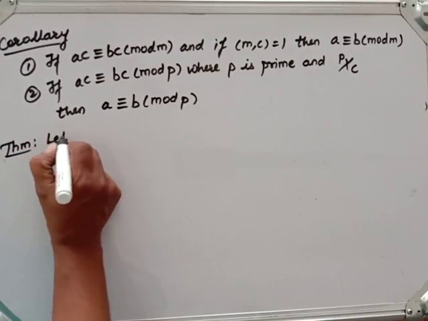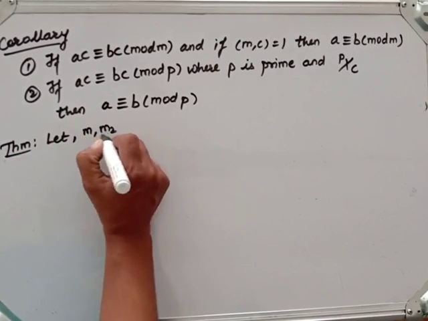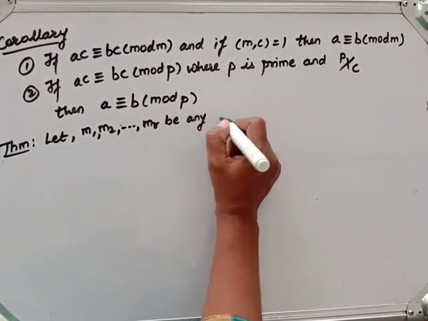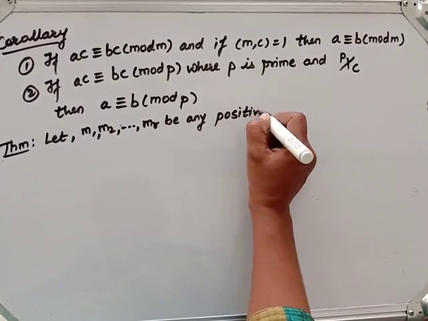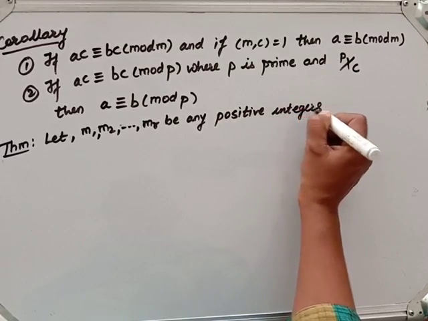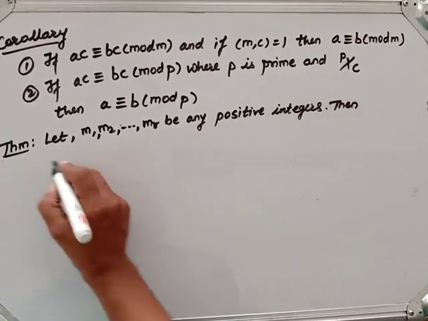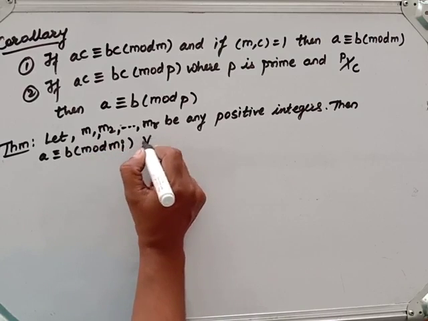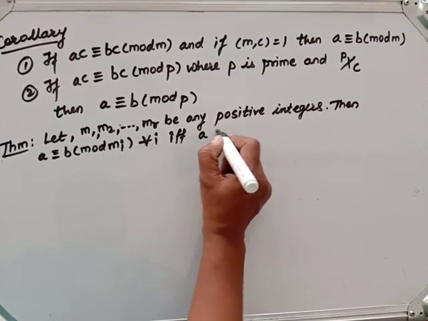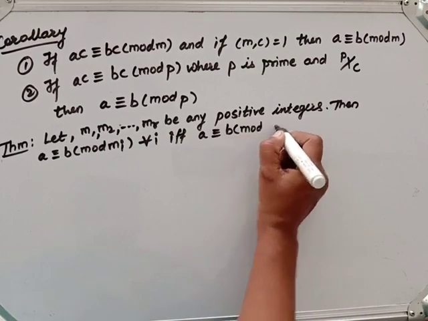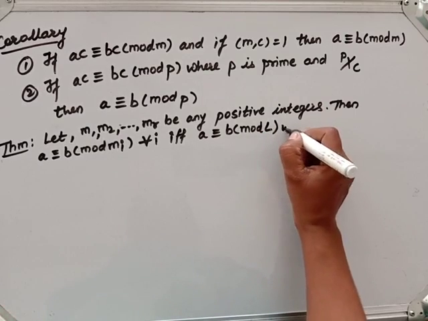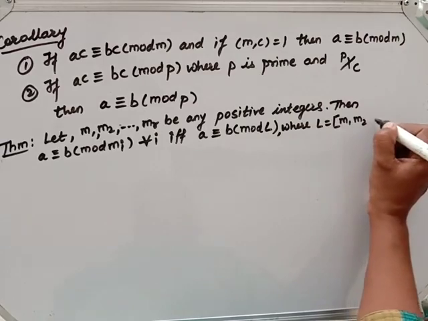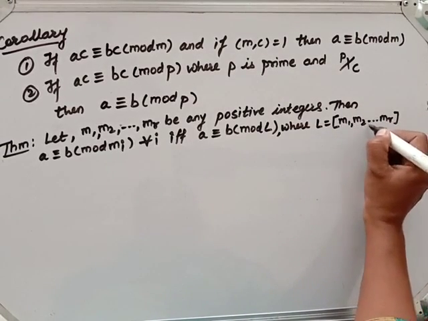Now, next theorem, let me take next theorem. The statement is that let M1, M2 and so on up to MR be any positive integers, then A congruent to B modulo mi for all i, if and only if A congruent to B modulo L, where L is the LCM of M1, M2, so on up to MR. It will be the LCM of these ones.